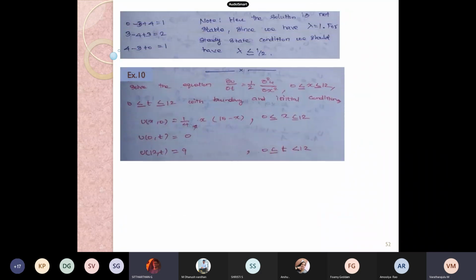Here, what is a? 2, sir. How is it 2? So ut is equal to 1 by a into uxx.